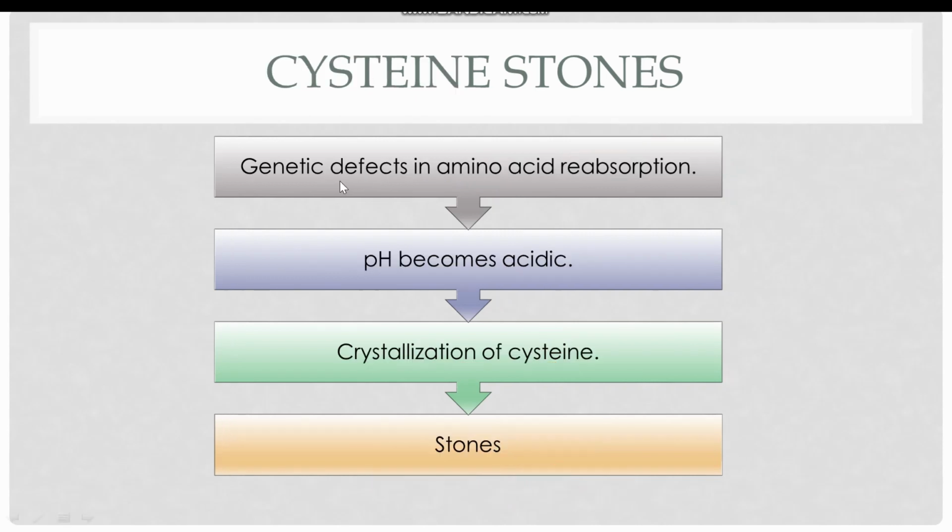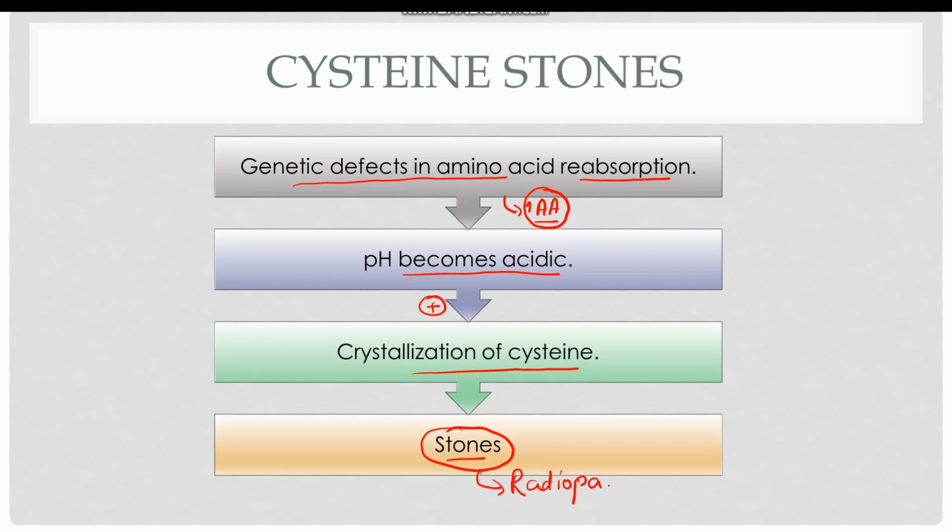The next is cysteine stones, which are formed as a result of genetic defects in the amino acid reabsorption from the renal tubules. As a result, there is excessive amino acid excretion in the urine, which turns the pH to the acidic side. Acidic pH favors the crystallization of the amino acid cysteine and results in the formation of stones. Cysteine stones are relatively less common and they are also radio-opaque, which means they are visible on X-ray.